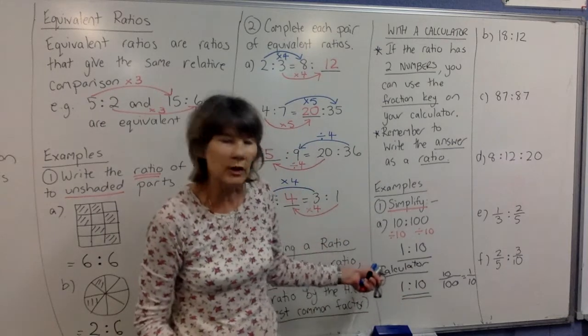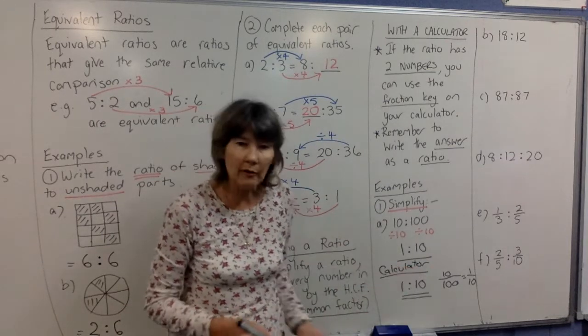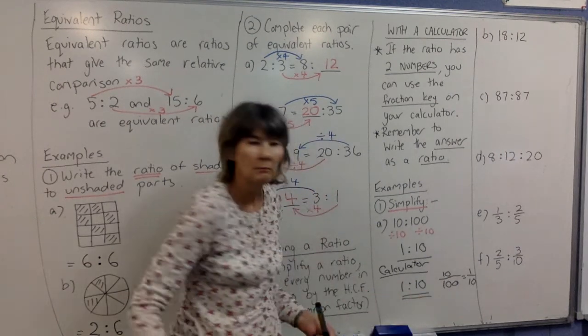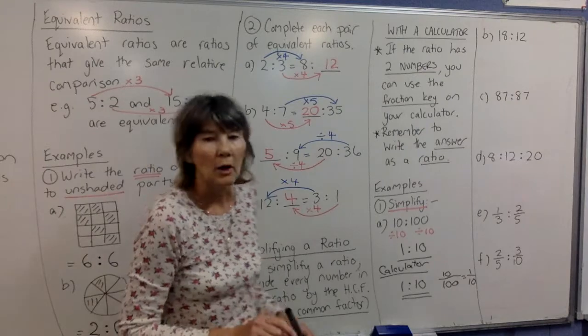Okay, so we can use the calculator, but you've got to be careful not to write your answer as 1 over 10. It's 1 is to 10. Make sure the colon is there. All right, let's look at the next one.